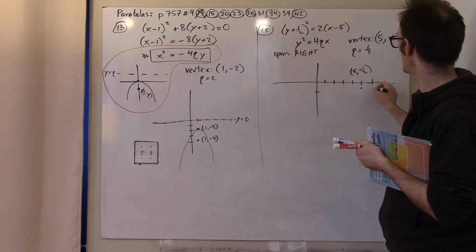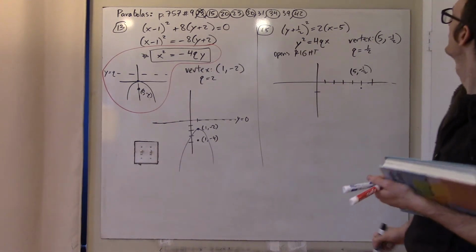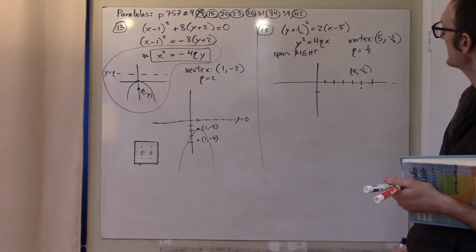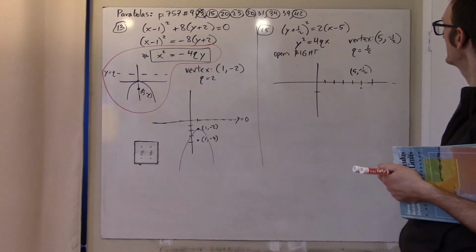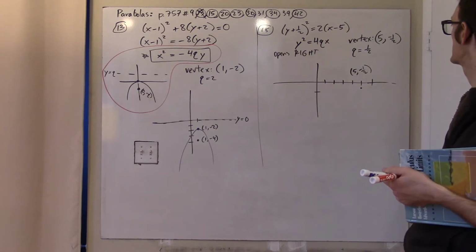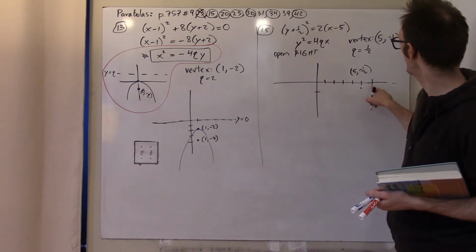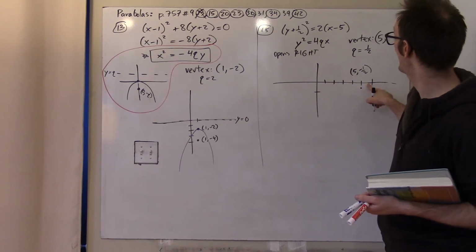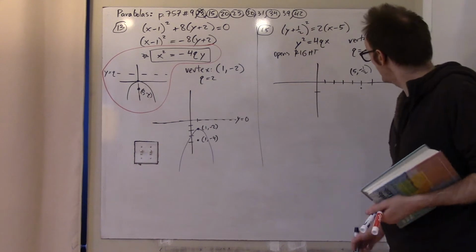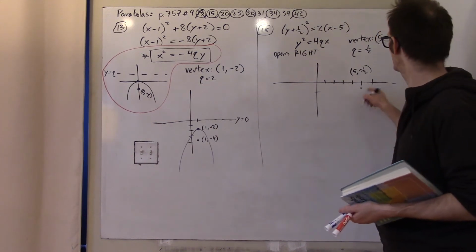And that's 6. Wait, what am I doing here? Y squared is x squared. X squared is opening right. It is true that q is a half. 5, negative a half is just a weird point, but all right. And then where is the focus going to be? It's going to be to the right.